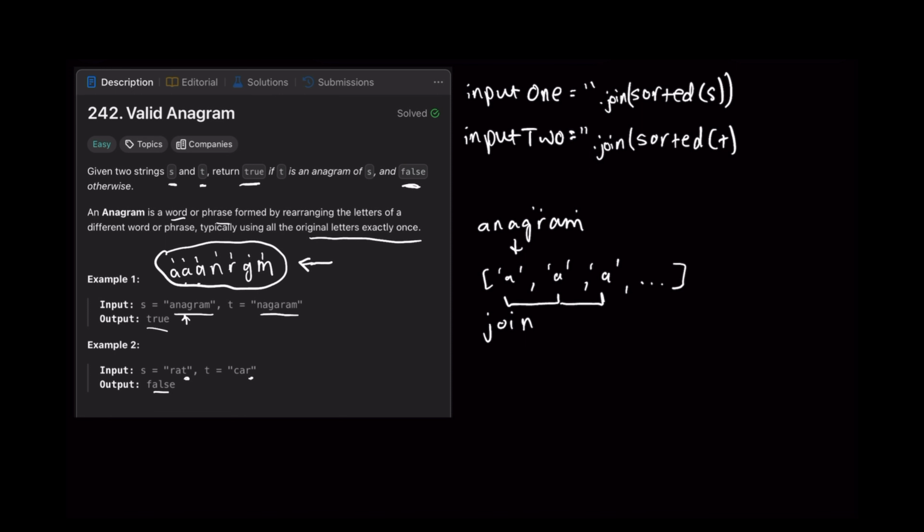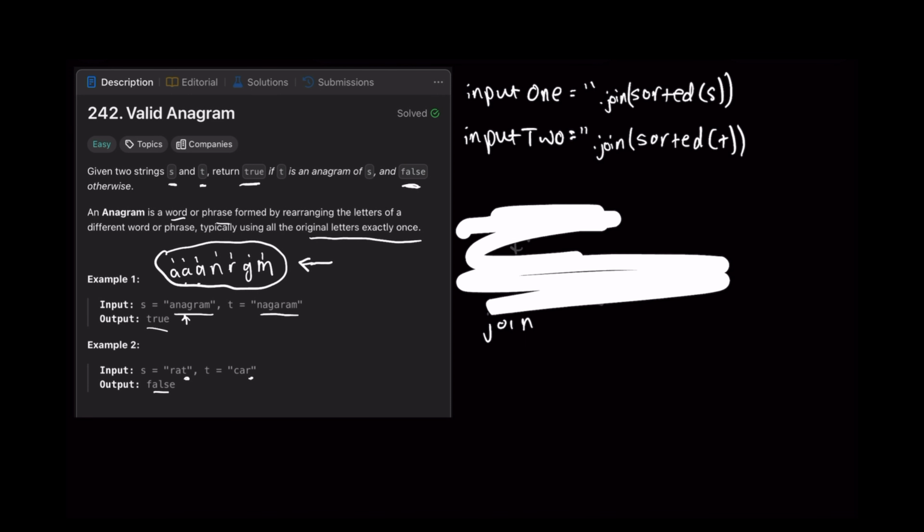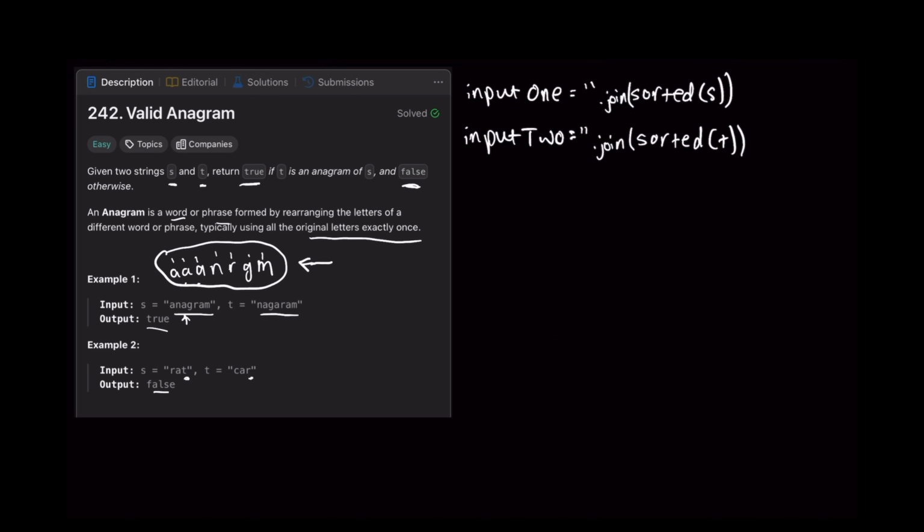So now we have our array of sorted characters organized together. And so continuing with our code, now we want to compare these two inputs together. But before we do that, there's one easy check we can implement to make sure that we are getting an anagram.